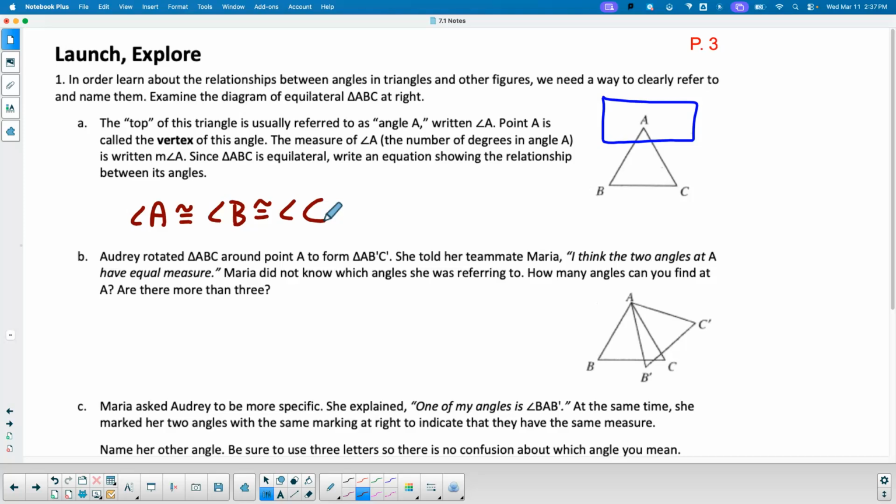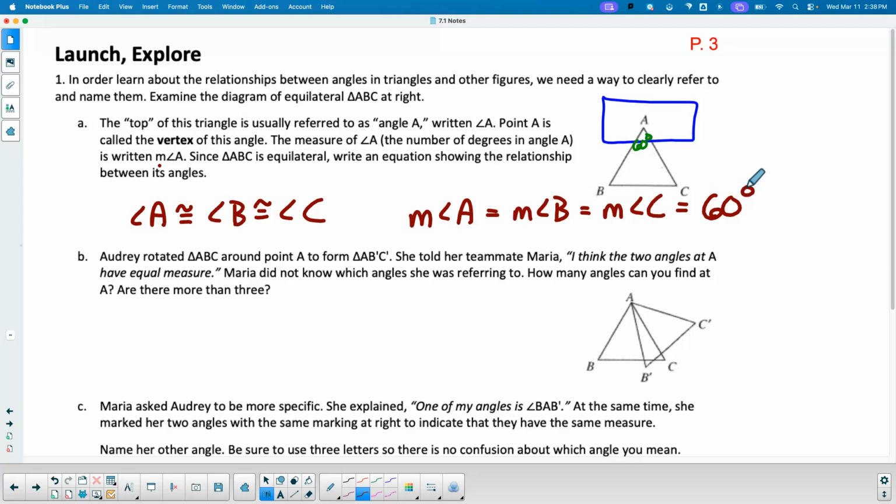That's geometric. If I'm talking about the angle measure, let's say that this angle is 60 degrees, because the three angles of a triangle add up to be 180. So if they're all equal, 180 divided by 3 is 60. So if I'm talking about an angle measure, then I put a little lowercase m in front of it. So the measure of angle A would be equal to the measure of angle B would be equal to the measure of angle C would be equal to 60 degrees.